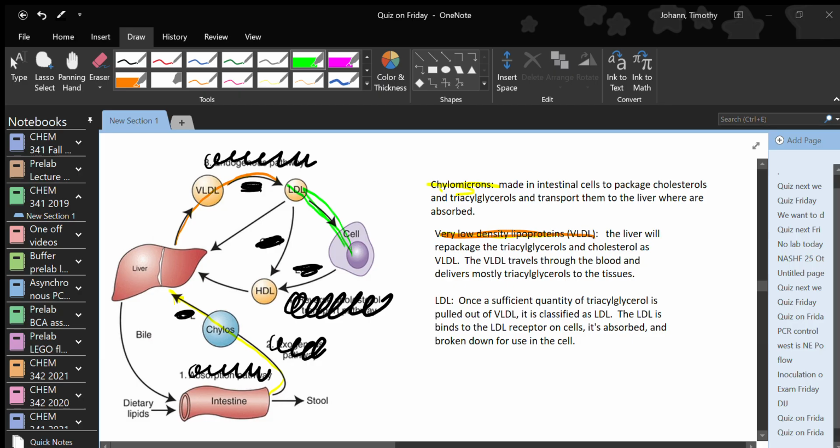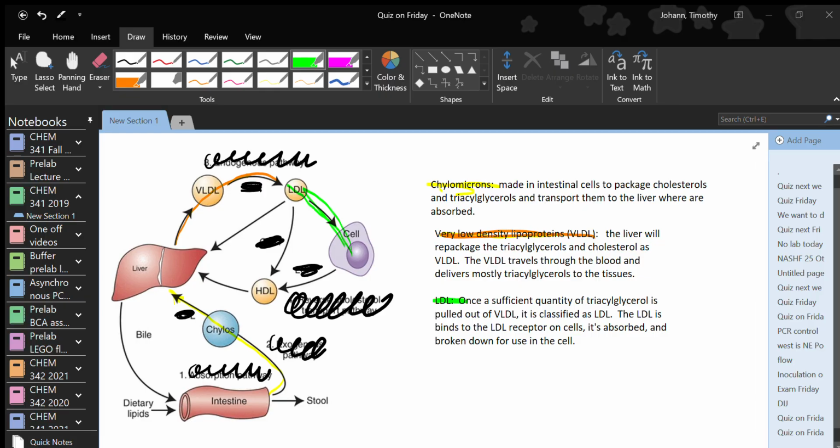Yes. And it's still the chylomicrons that are shipping after delivery. It's not the chylomicrons. So from here to here, the package is chylomicrons. Okay. From here to here, the package is very, very low density lipoprotein.